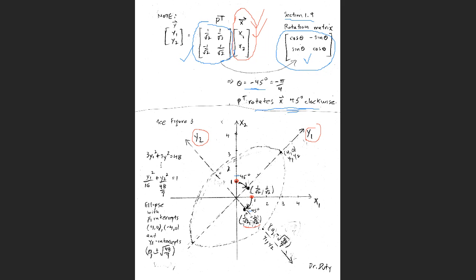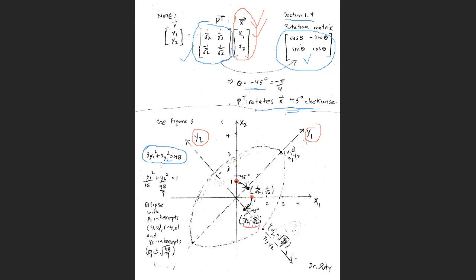So now the graph is very easy to do because our original oblique ellipse could be written as this ellipse, 3y1 squared plus 7y2 squared equals 48. And I can make that ellipse into standard form. How do we do that?